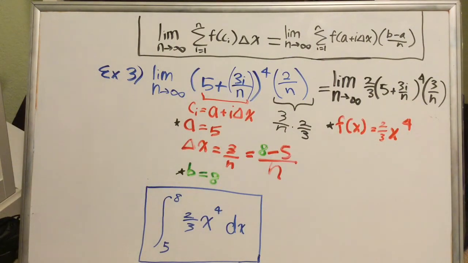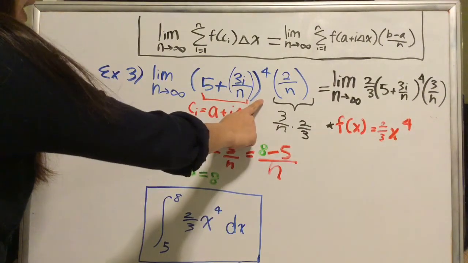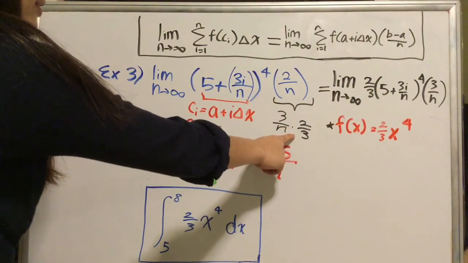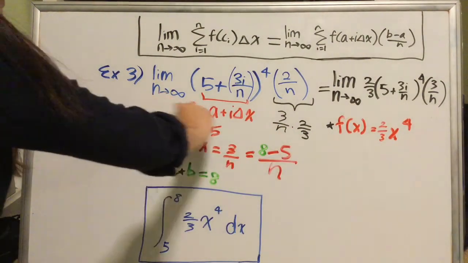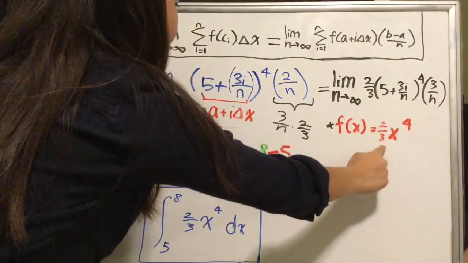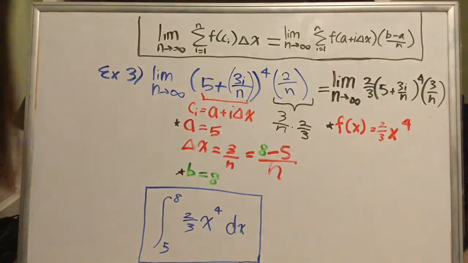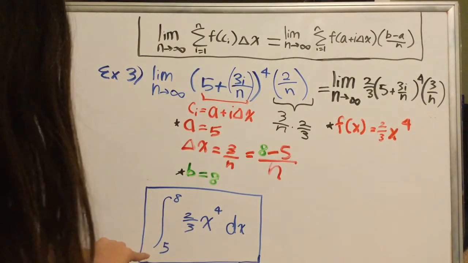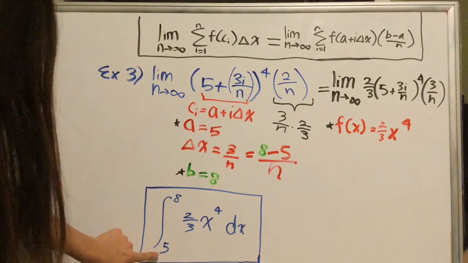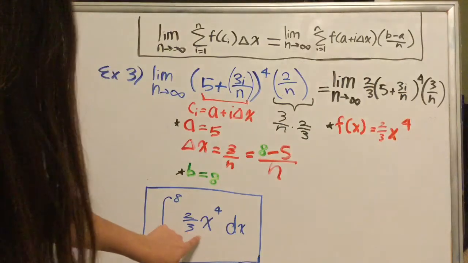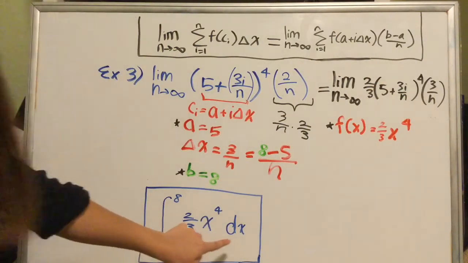What we want to do in this type of situation is change the 2 over n so that it is equal to 3 over n times a certain number, which in this case is 2/3. We rewrite the entire expression as this, giving us f of x equals 2/3 times x to the 4th. To write this as a definite integral, we create the integration sign, put a equals 5 as the lower bound, b equals 8 as the upper bound, and put f of x in the middle, which is 2/3 times x to the 4th times dx.